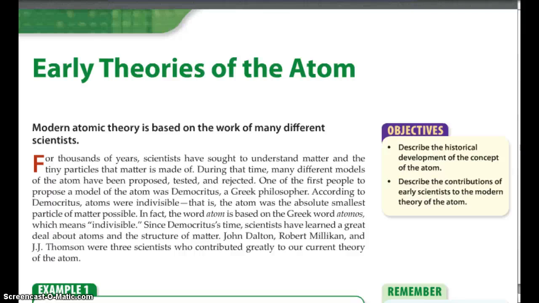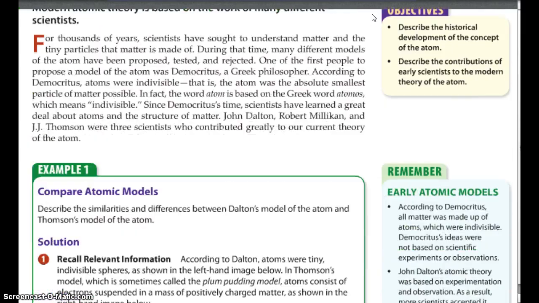According to Democritus, atoms were indivisible. That is, the atom was the absolute smallest particle of matter possible. Obviously, we know that that's false because we know that they're made of protons, electrons, and neutrons. In fact, the word atom is based on the Greek word atomos, which means indivisible. Since Democritus' time, scientists have learned a great deal about atoms and the structure of matter. John Dalton, Robert Millikan, and J.J. Thomson were three scientists who contributed greatly to our current theory of the atom.